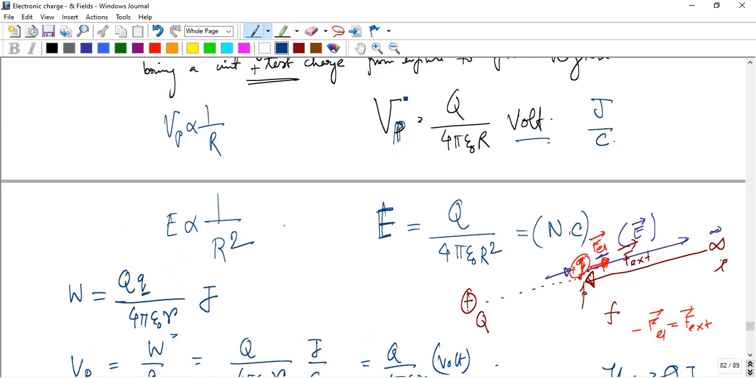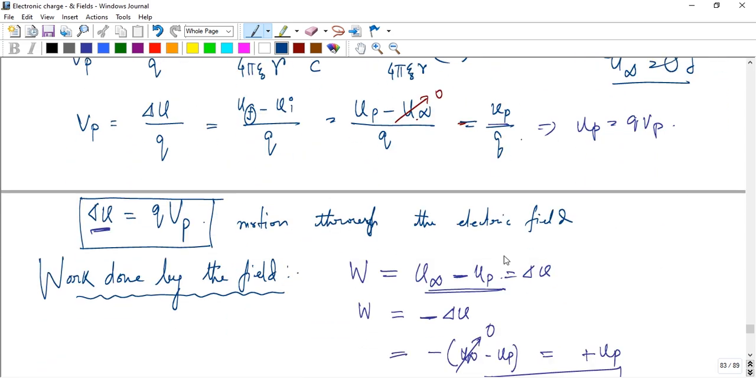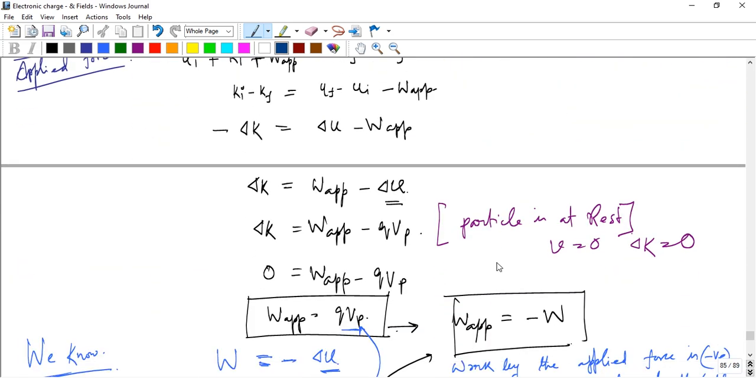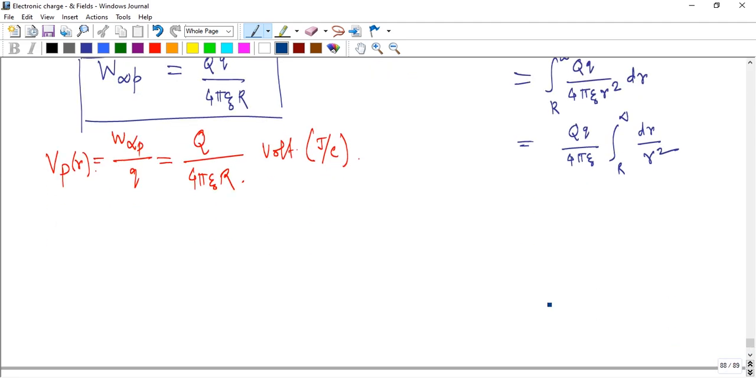So the potential at a point is Q over 4 pi epsilon naught R volt, and the electric field is Q over 4 pi epsilon naught R square. So the difference is 1 by R and 1 by R square. That's important. If we consider a test charge, some conditions apply.